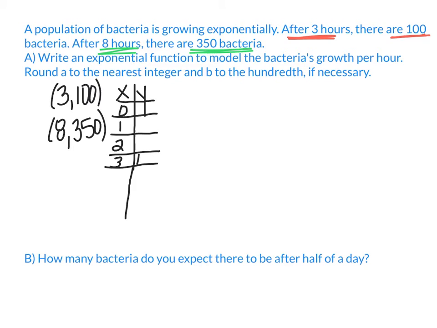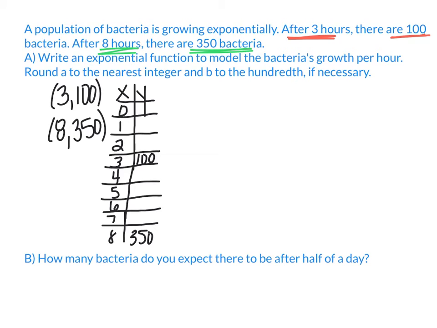I know that 3 goes with 100. I don't know 4, 5, 6, or 7. These are all blank. But then I know that 8 goes with 350. Okay, so it's kind of annoying to write that whole thing out, but again, it gives us more of a sense of how many times something was getting multiplied to get from one value to the next. Okay, so now that you have this visual, let's set up a little equation to model what's happening.